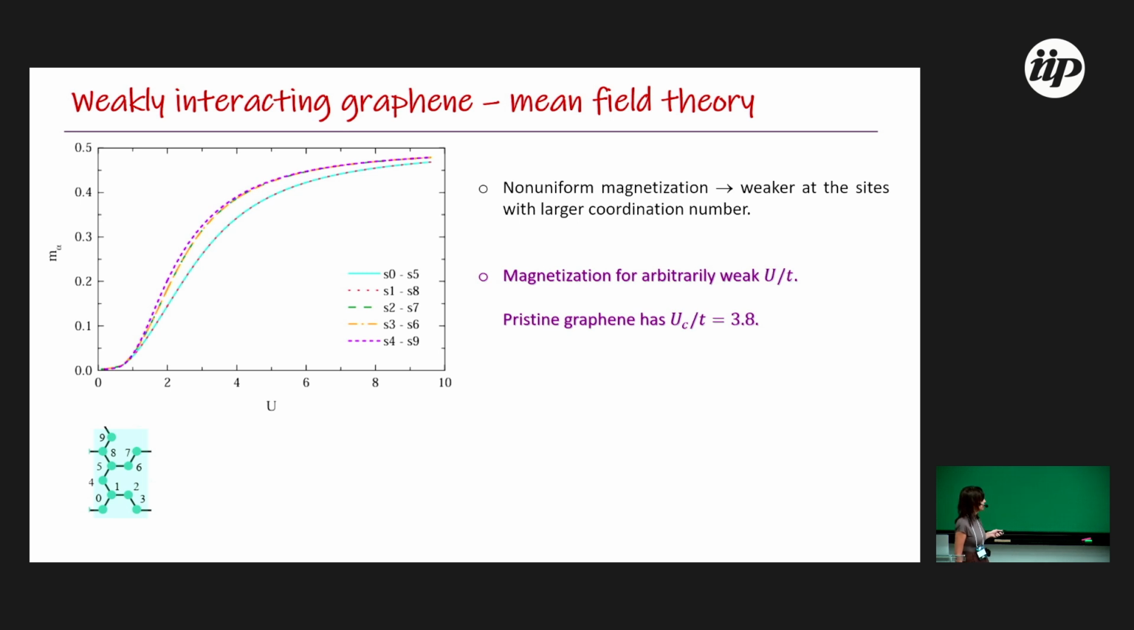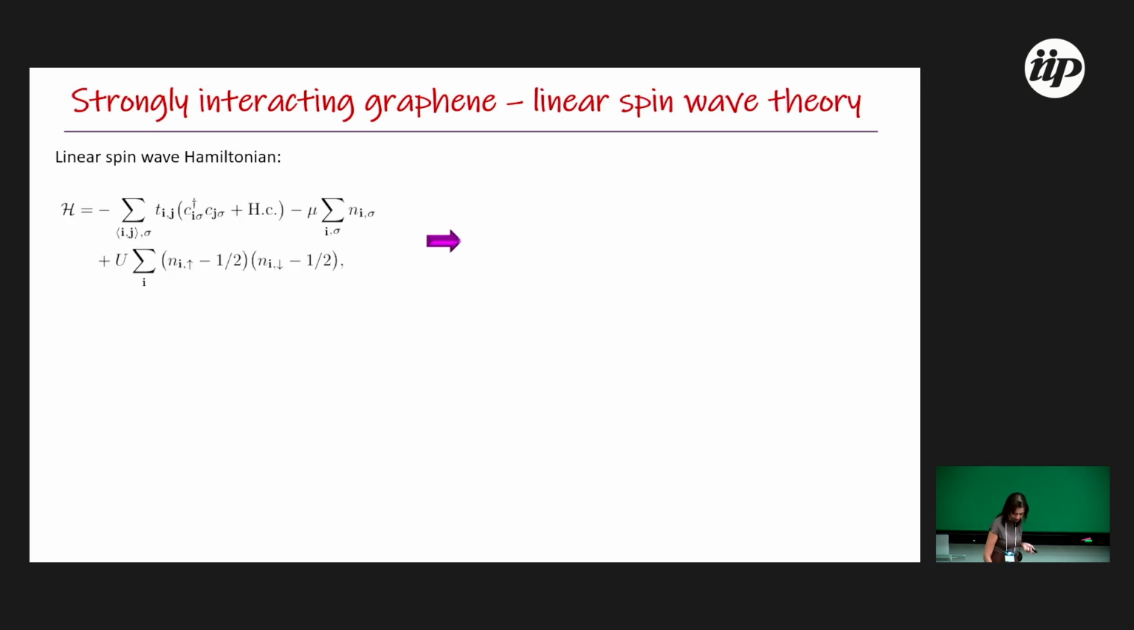And the interesting thing is that pristine graphene, as I showed you before as the bottom-line motivation, has a critical U in units of hopping that's known to be around 3.8. And here you're seeing that as U goes down all the way to zero, you always have some magnetization. So apparently, in this mean field theory, the system magnetizes for arbitrarily weak electron-electron interaction.